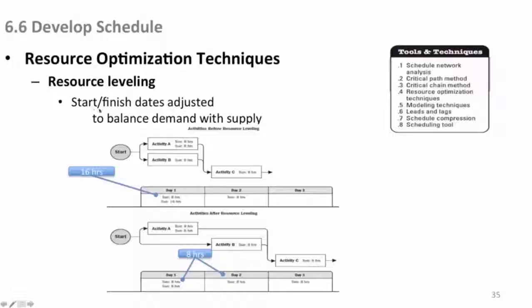So you actually adjust the start and finish dates so that you can balance that with the supply of people and their time. An example here. Before you level, here's Tom, 8 hours, here's Sue with 16. You don't want Sue to have 16, and here's your actual network diagram up here. Activity A, Tom, 8 hours for him, and Sue 8 hours for her.